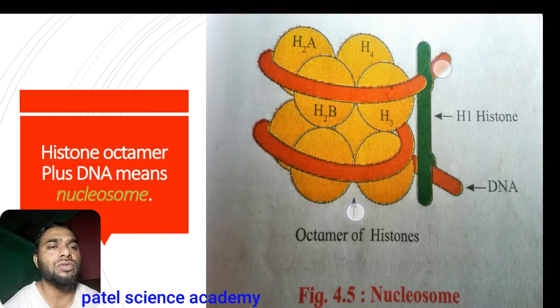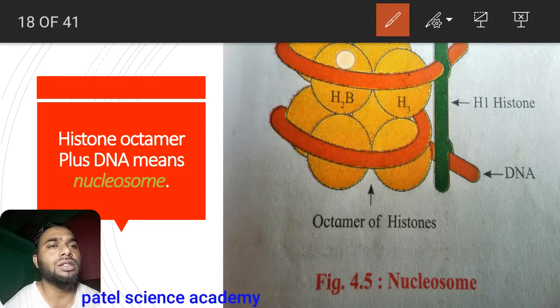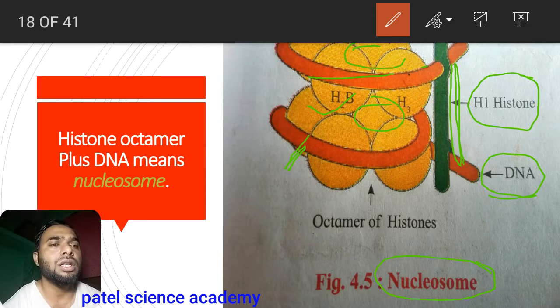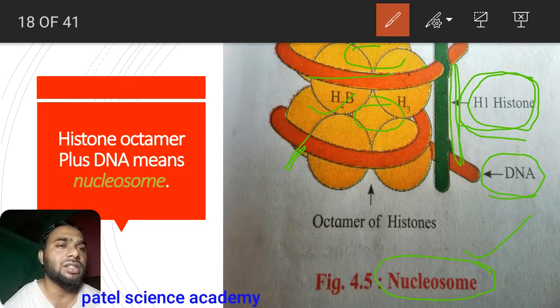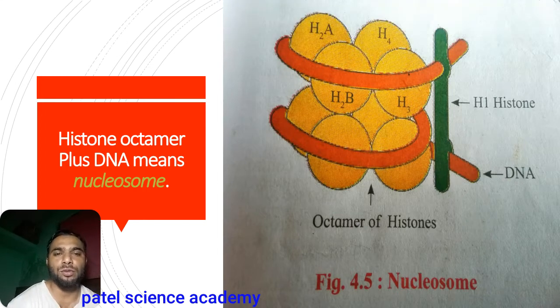But what is a nucleosome? As I told you, a nucleosome is the histone octamer plus DNA molecules. You are watching that the yellow-colored balls are the histone octamer, and this orange-colored structure wrapped around the histone octamer is DNA. So DNA plus the histone octamer together is called a nucleosome, and this is the H1 histone, which connects one nucleosome with another nucleosome. This is the linker DNA, which links one nucleosome with another. Dear students, I hope you have understood this topic, the nucleosome. What is a nucleosome? A nucleosome means the combination of the histone octamer plus DNA molecules.